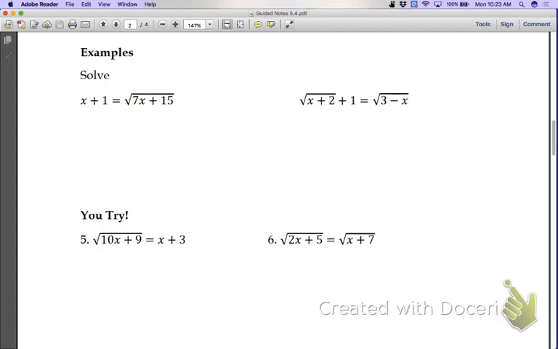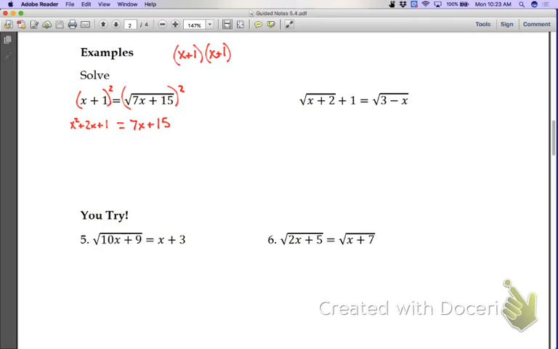You still have to get rid of the radical here, so I still have to take each side and square it. The right side is completely fine because the square root and the square just cancel each other out, and I'm left with 7x plus 15. It's the left side where students make mistakes. Remember, x plus 1 squared is just x plus 1 times x plus 1. So then I'm going to have x squared plus 2x plus 1.